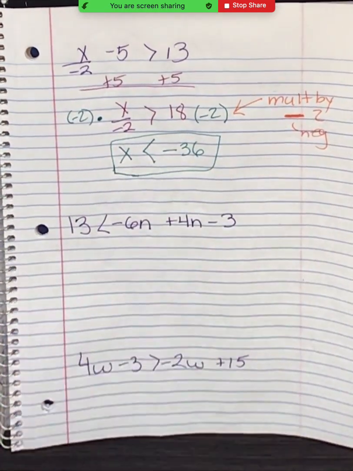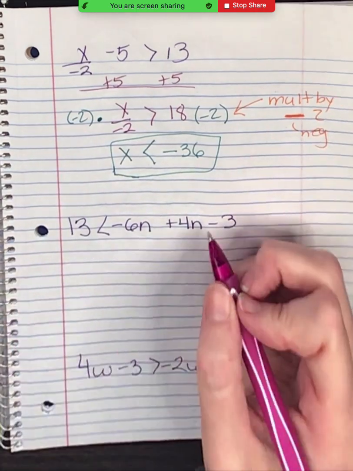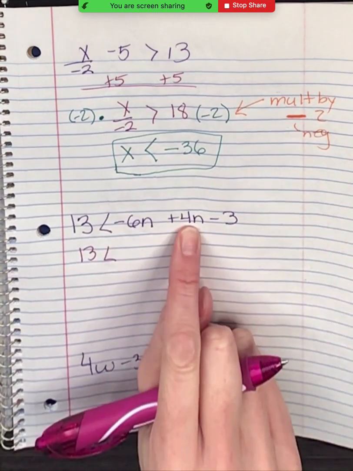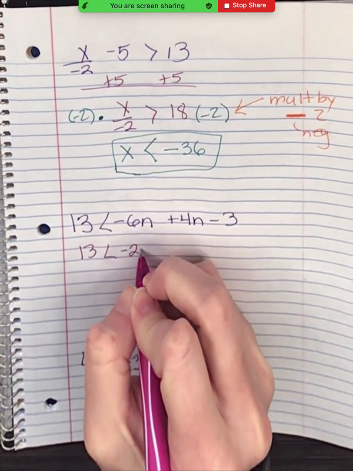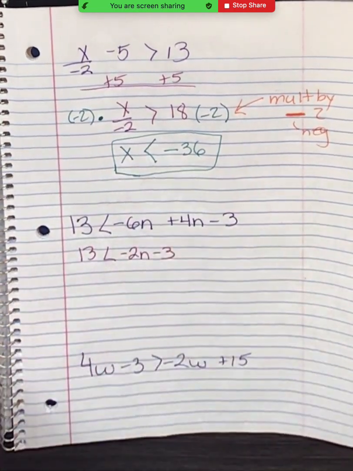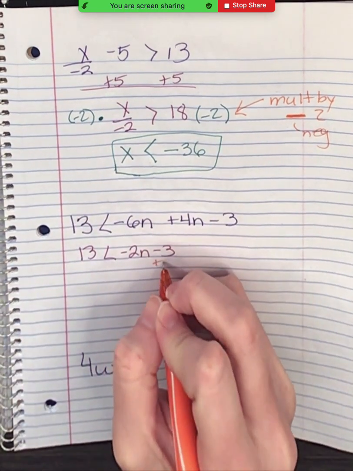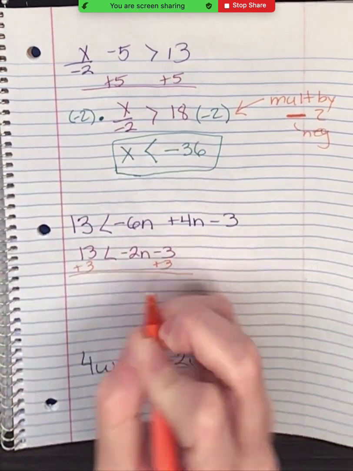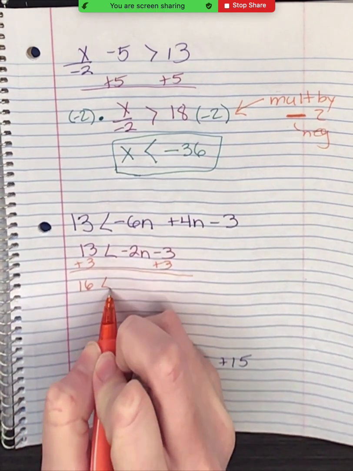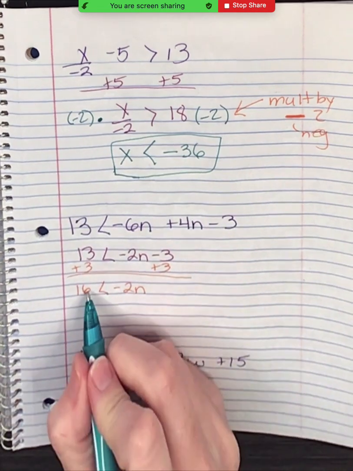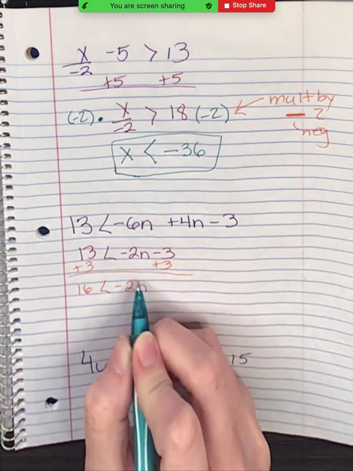All right, problem like this, you need to simplify first. So you get 13 is less than, negative 6n plus 4n would be negative 2n minus 3. Start isolating to get n by itself. I'm going to add 3 to both sides. So 16 is less than negative 2n. Now I need to get n by itself. So it's multiplying by negative 2.